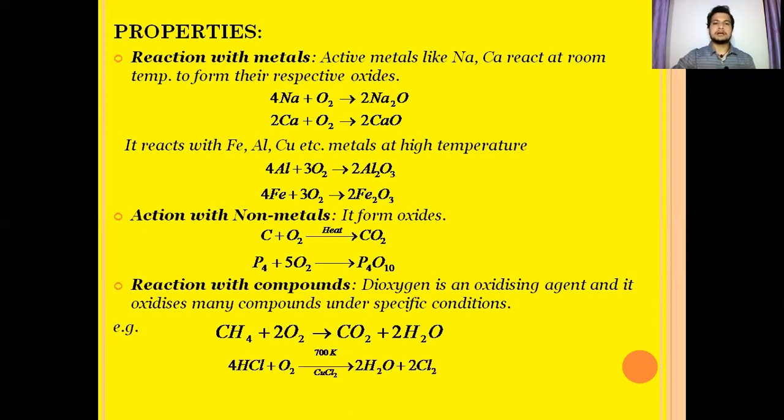It reacts with compounds such as HCl also. It easily reacts with HCl in the presence of oxygen and catalysts like CuCl2 at 700 Kelvin to give H2O and chlorine gas. This particular reaction is nothing but the Deacon process for manufacture of chlorine. So these are the various examples through which we can see how oxygen reacts with various metals, non-metals and compounds. And in every case, what it gives is oxides.